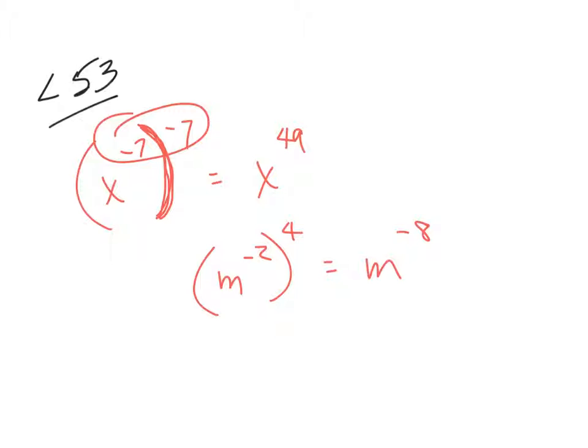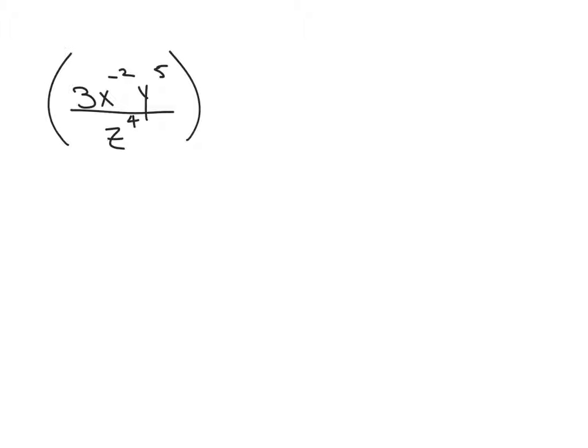Let's look at a couple of examples on page 216 as far as what they're doing there, because they're making them a little bit more complicated, but if you follow that rule, everything stays the same. Y to the 5th over z to the 4th, in parentheses, a negative 2.